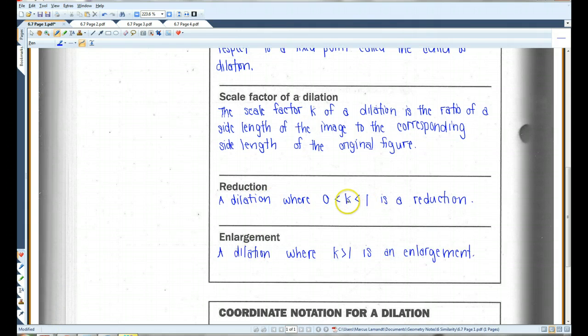Reduction and enlargement, I think you guys already have an idea of what those were. Basically, if the scale factor is a fraction between 0 and 1, you're going to have a reduction. The figure is going to get smaller. If the scale factor of the dilation is bigger than 1, then it's going to get bigger. It's going to be an enlargement. So reduction gets smaller, enlargement gets bigger.